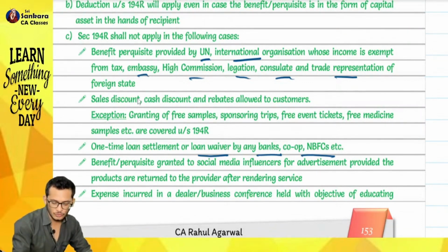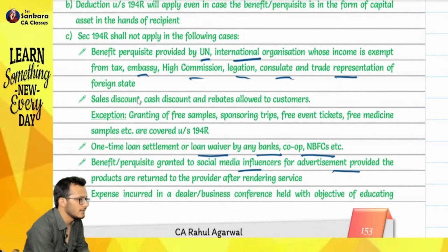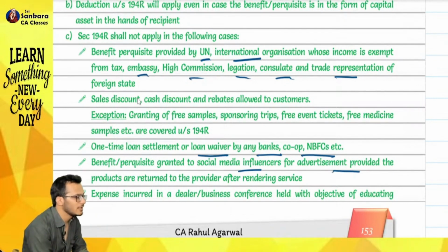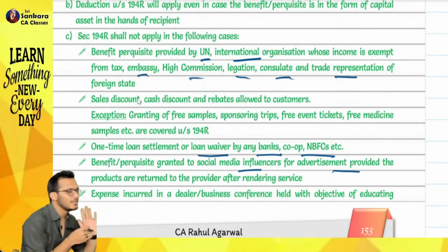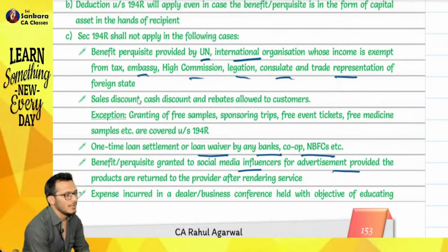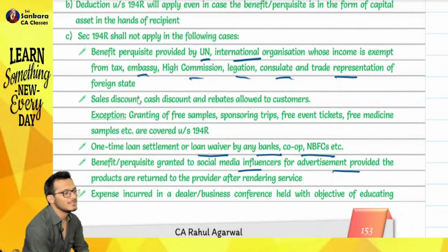Benefits or perquisites provided to social media influencers for advertisements, provided the products are returned by the influencers. Suppose you went to the TikTokers and gave them the product. The person comes and says, boss, I am using this product only, that is why my face is looking so glowing. If he gives the product back, then TDS will not apply. But if he is actually using it for glowing, the product has been given to him as a free sample, a benefit given to him, therefore TDS is applicable.